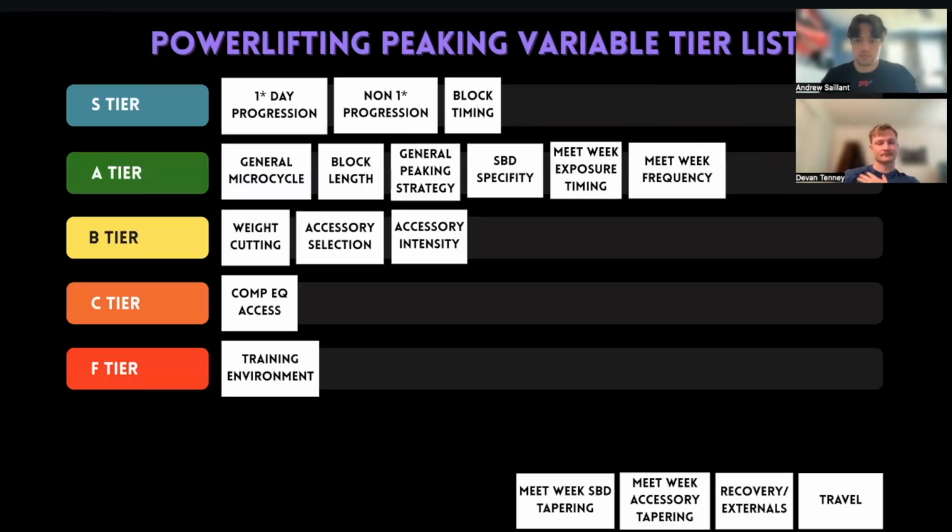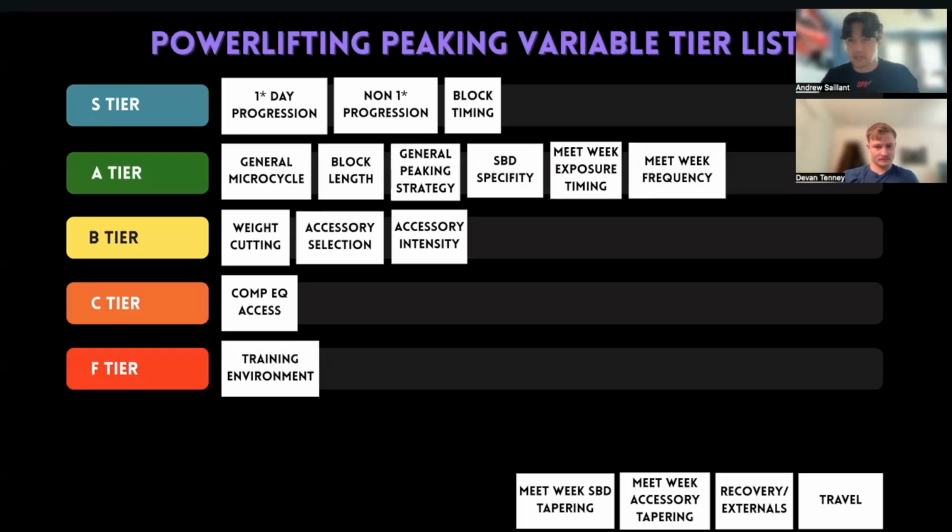And then we're going to talk a little bit about some tapering variables. So first, SBD tapering and then accessory tapering. SBD tapering, so your squat, bench, deadlift work, how you're tapering that within the week is going to depend a lot on the individual and how much fatigue they need to be tapered out in order to perform to their best ability. For some people, that's not a lot at all. And for some people, it's a ton.